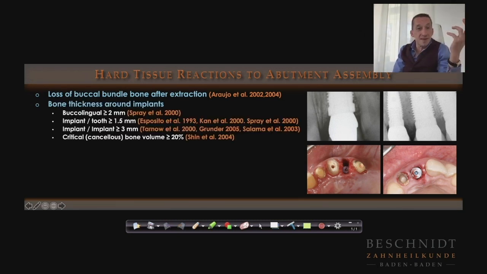So this brings me to the bony thickness around the implant. On the buccal side, we need 2 millimeters for aesthetic appearance. Between implant and tooth, we need a distance of 1.5, and between two implants, roughly 3 millimeters. Because of new implant designs, these 3 millimeters start to become 2 millimeters. And later on, I'm going to tell you why.